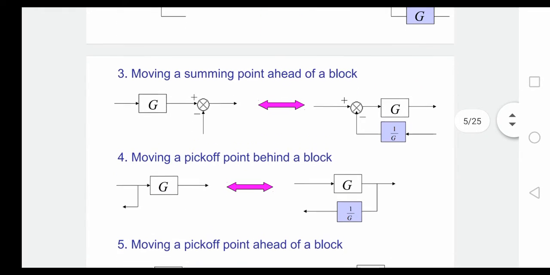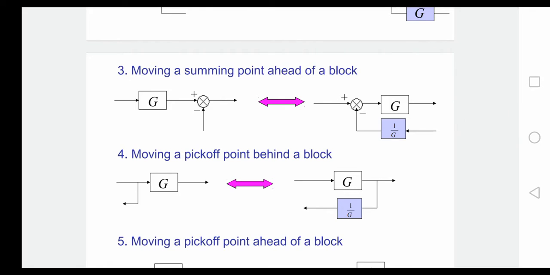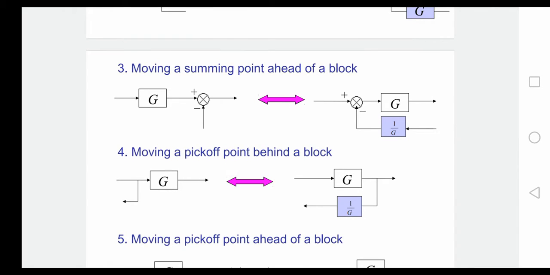Next, moving a summing point ahead of the block. Ahead of the block means before the block. Here it is after the block, so you are going to get it before the block. Behind the block, you are going to multiply with g. Here you are going to multiply with 1 by g without changing the output.